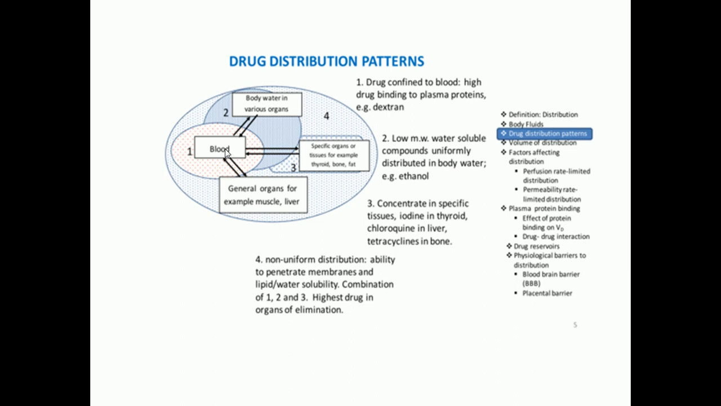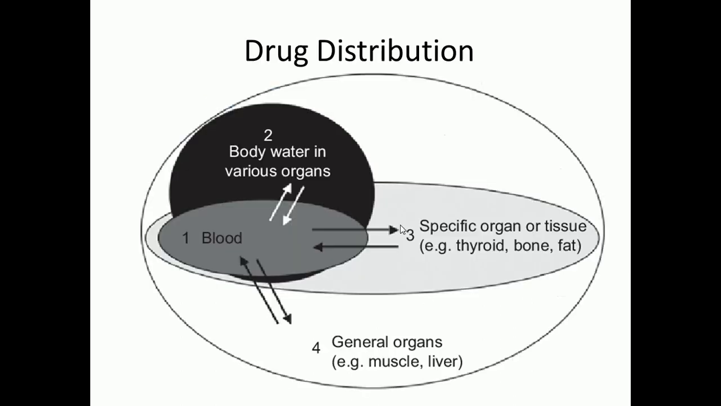So there are two factors which cause the drug to stay within the blood. Number one, high drug binding to plasma proteins, and number two, high molecular weight. So drugs cannot escape the blood. Where will the drug remain? Within the blood. So this is the first pattern. The second pattern is the low molecular weight water soluble compounds. They are uniformly distributed within the body water and then concentrate in a specific tissue.